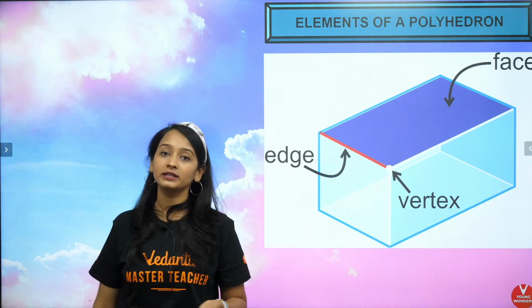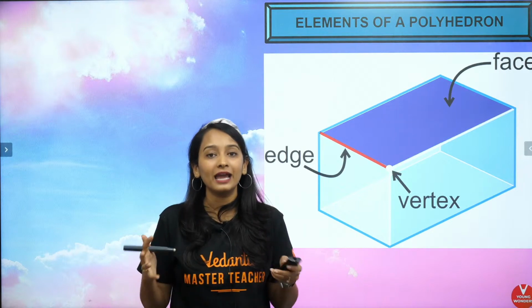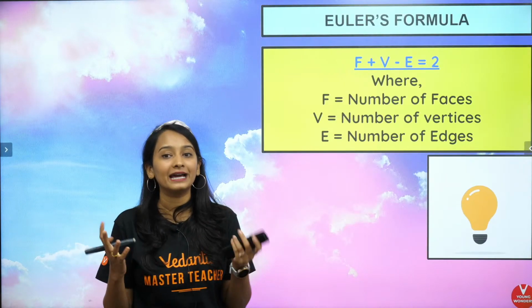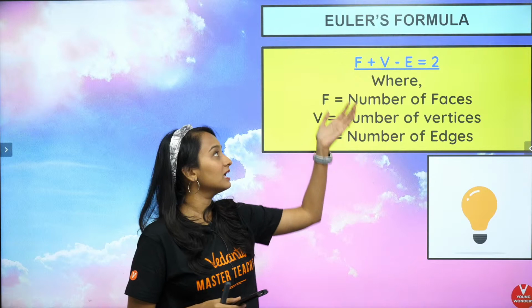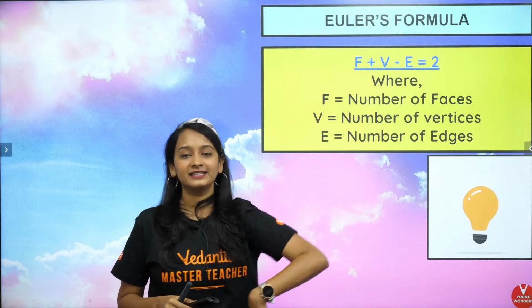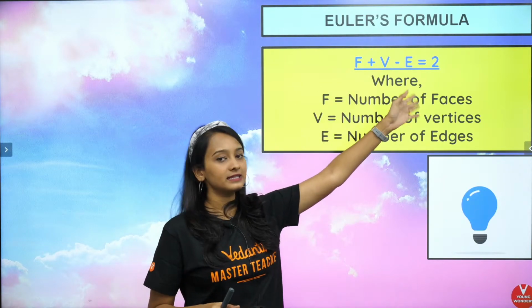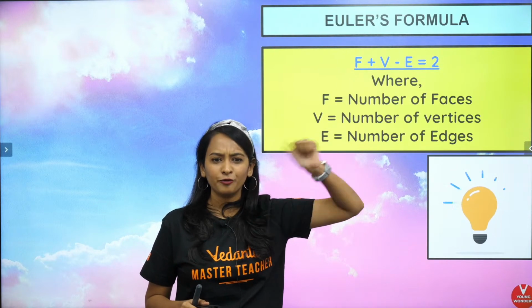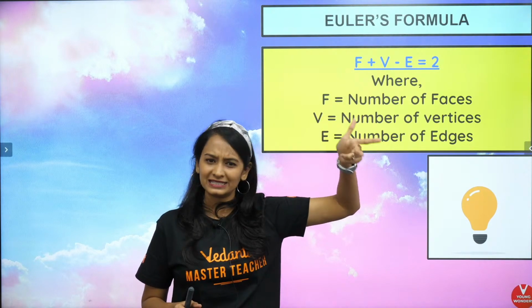But now why are we doing this? Because polyhedrons have a special property that they follow, which is called Euler's Formula, which says F plus V minus E is equal to 2. So force plus velocity minus elasticity is 2.